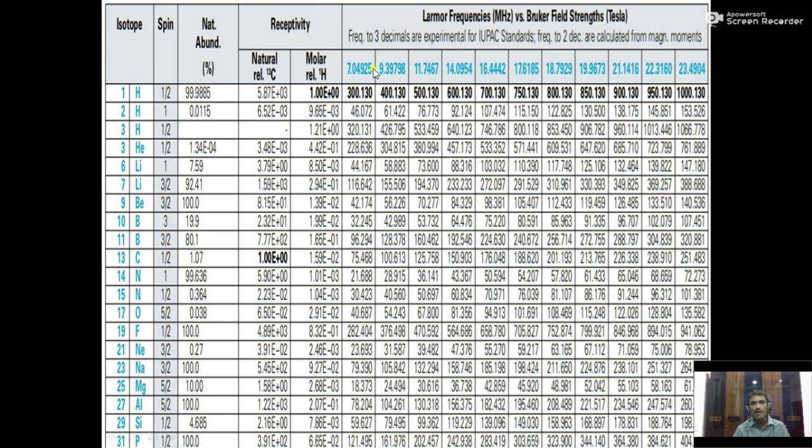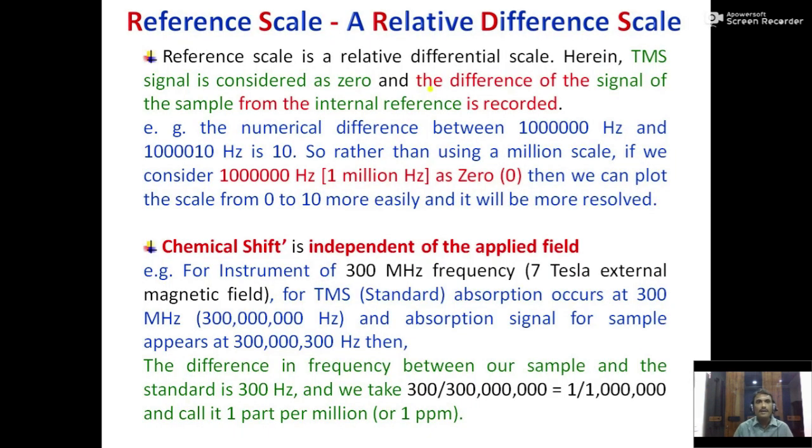You can see that for a 300 megahertz instrument, the proton frequency corresponds to a magnetic field of 7 Tesla. For a frequency of 400 megahertz, the field strength is 9 Tesla. For 500 megahertz, it is 11.75 Tesla. Now, the reference scale. What is the advantage of the reference scale? Whenever you use the reference scale, the NMR spectrum becomes resolved. The reference scale is a relative differential scale.